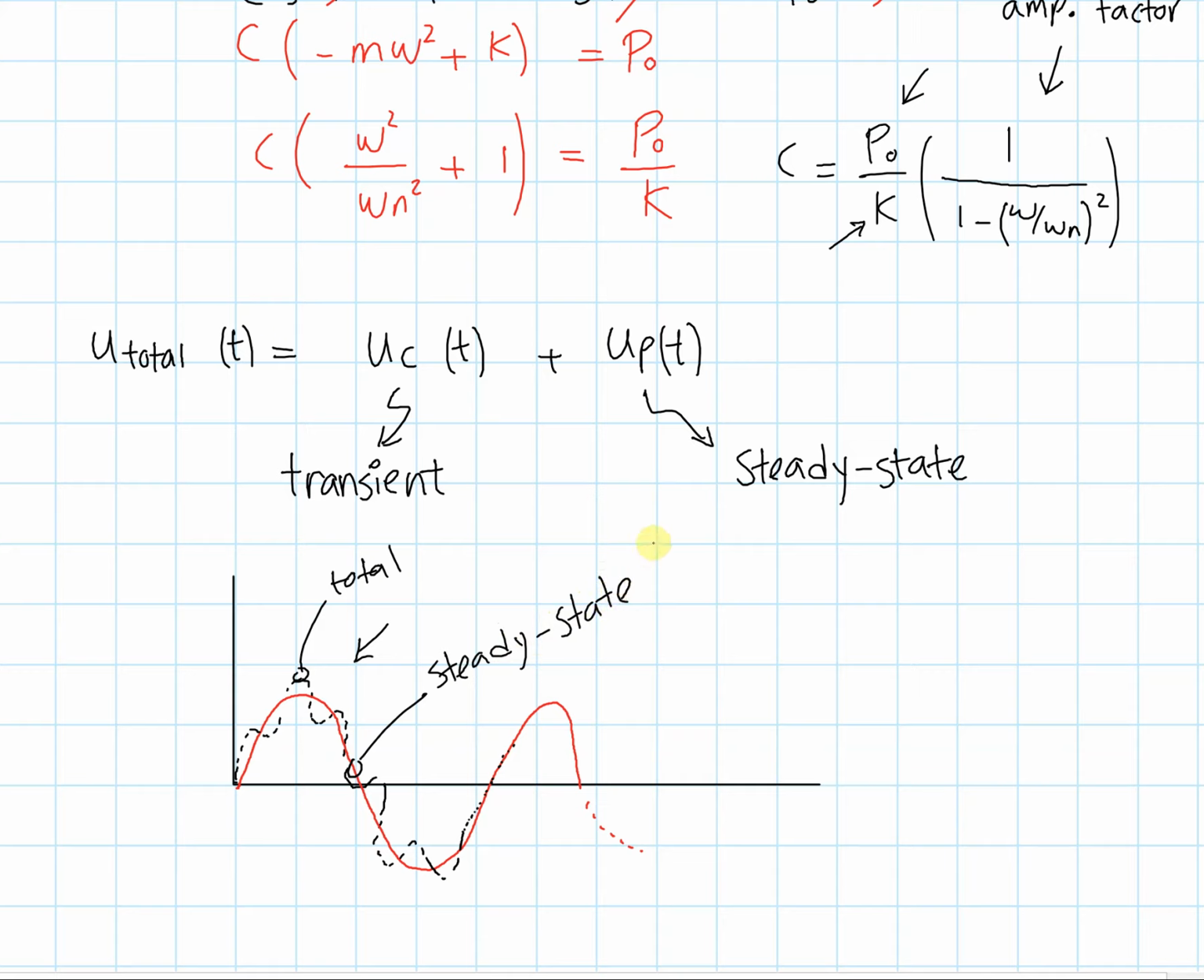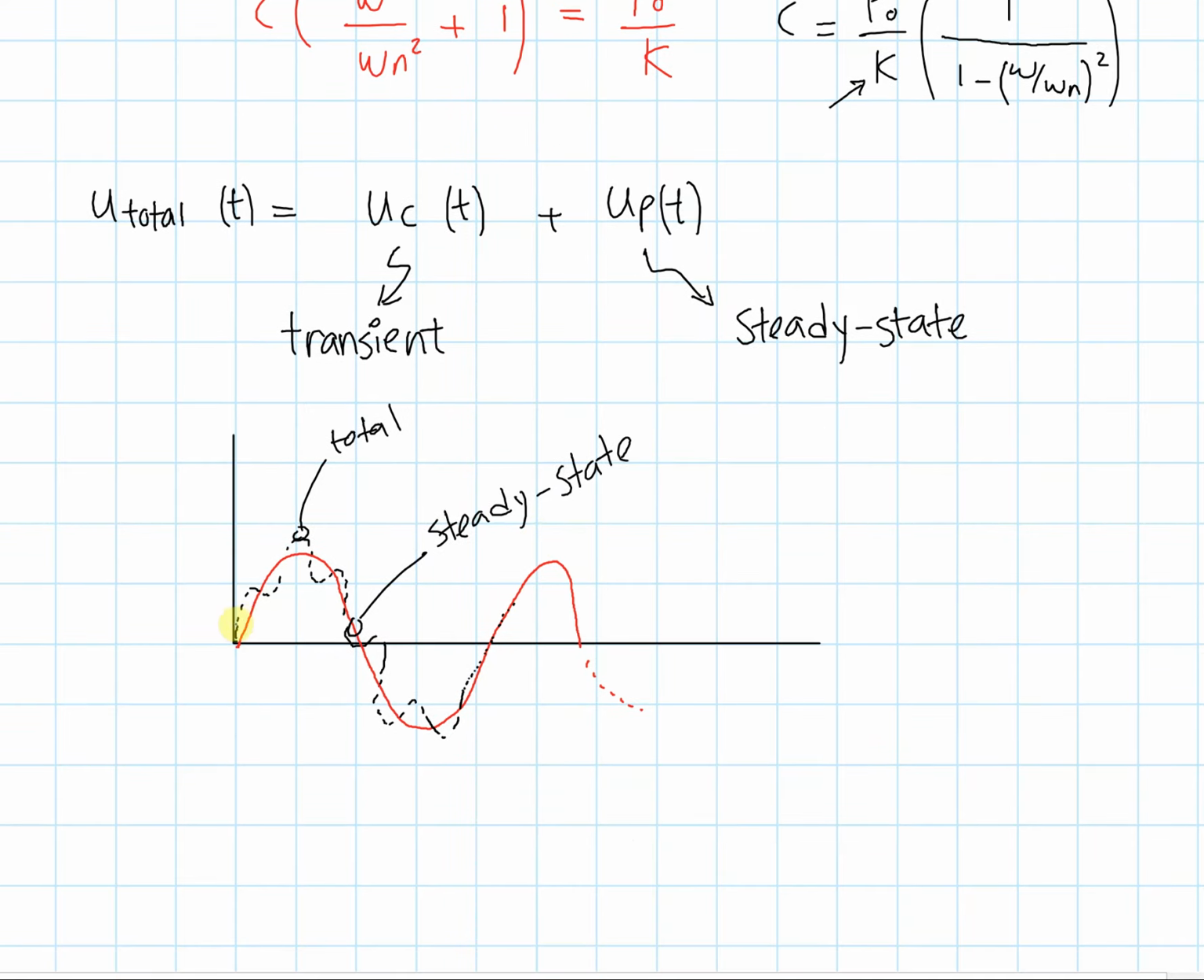And steady state is really the solution associated with the excitation, and the complementary is associated with some of the initial conditions and the jolts that go into the dynamical structure and the initial vibration that eventually dies itself out. And so let's think about the total solution for the undamped harmonic case.